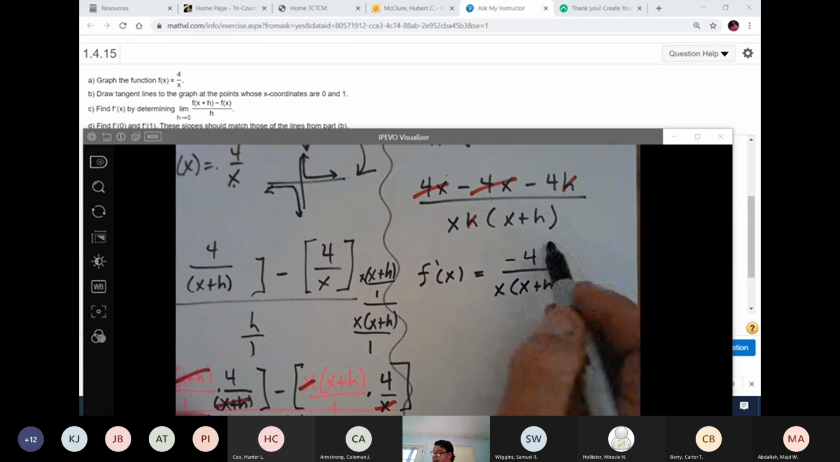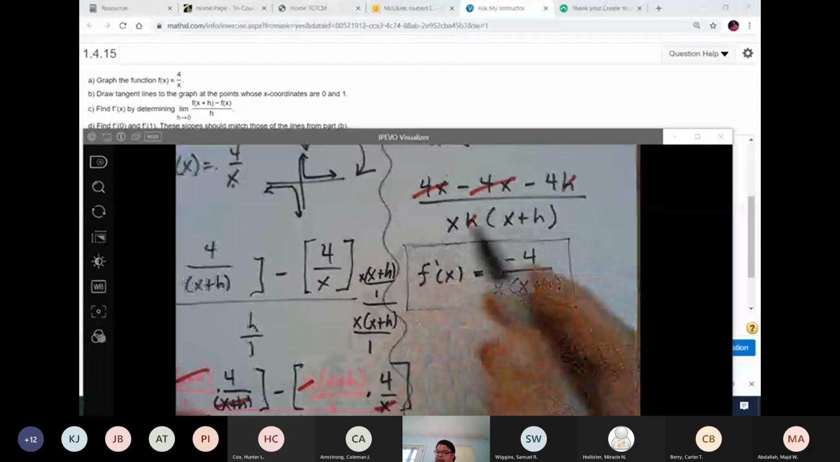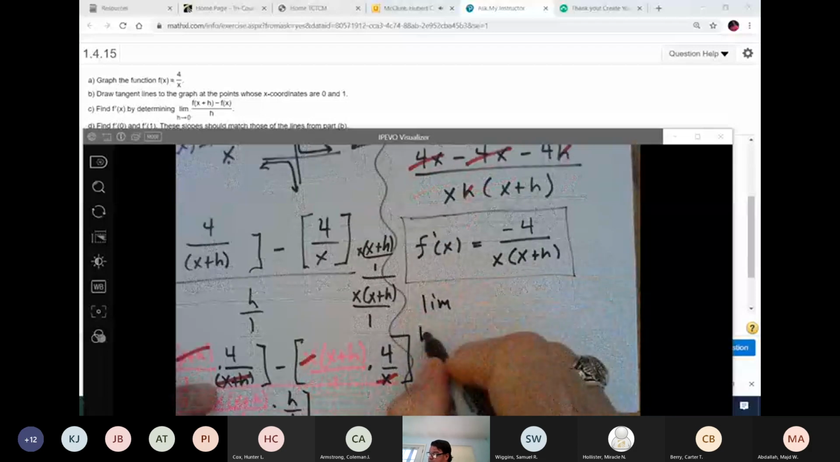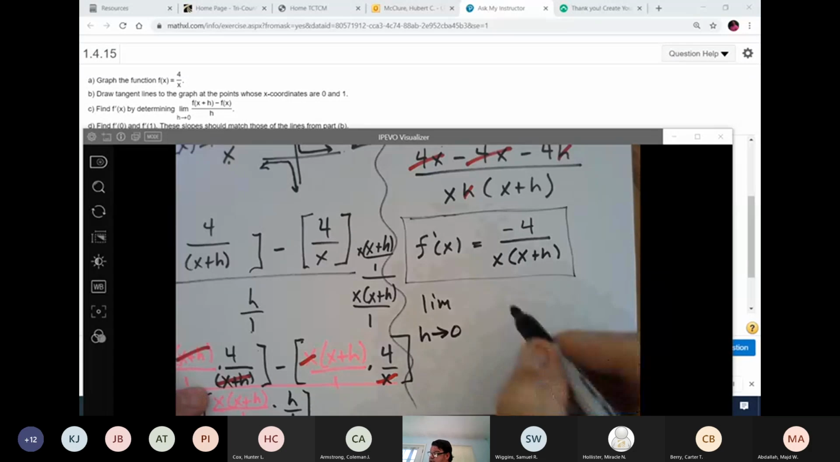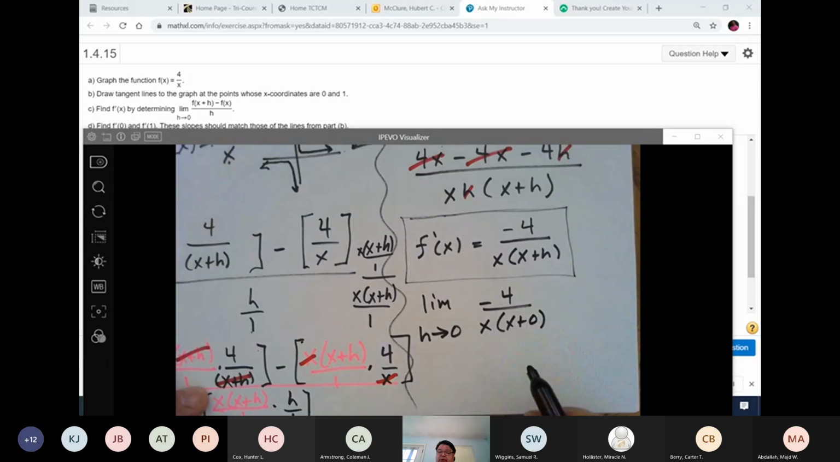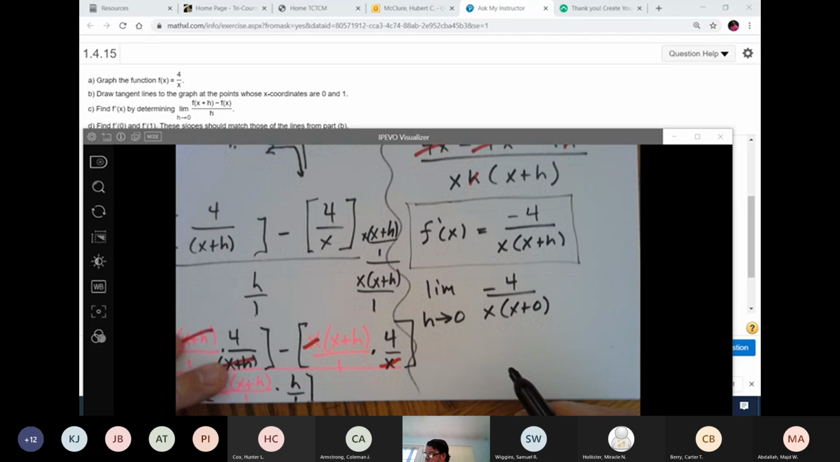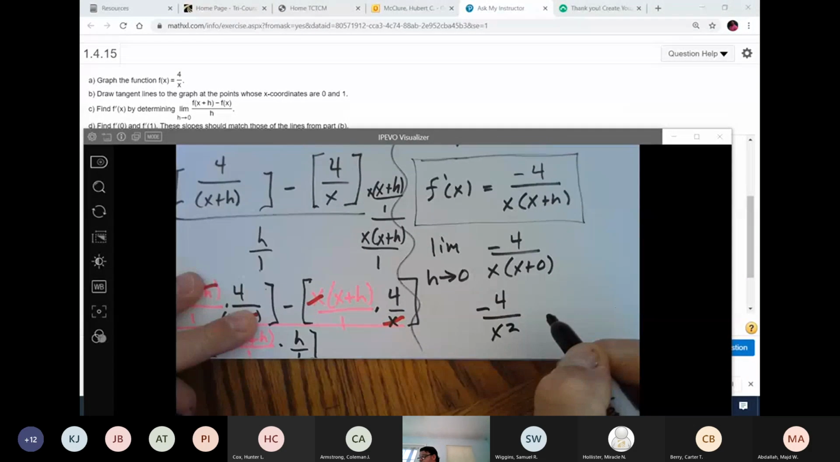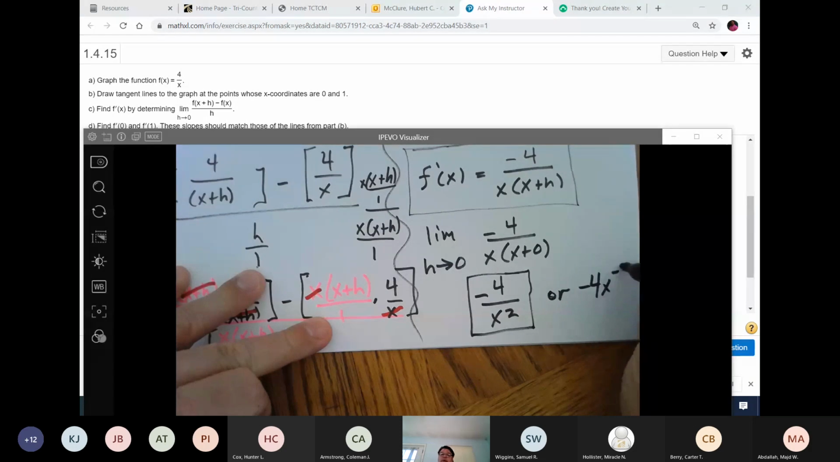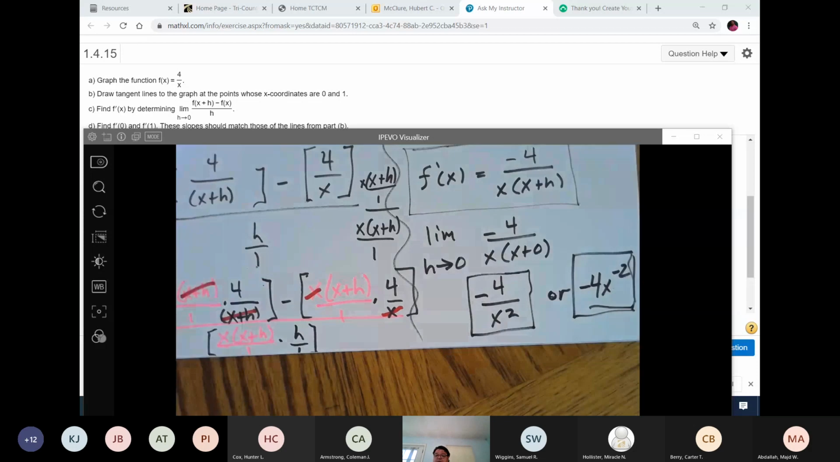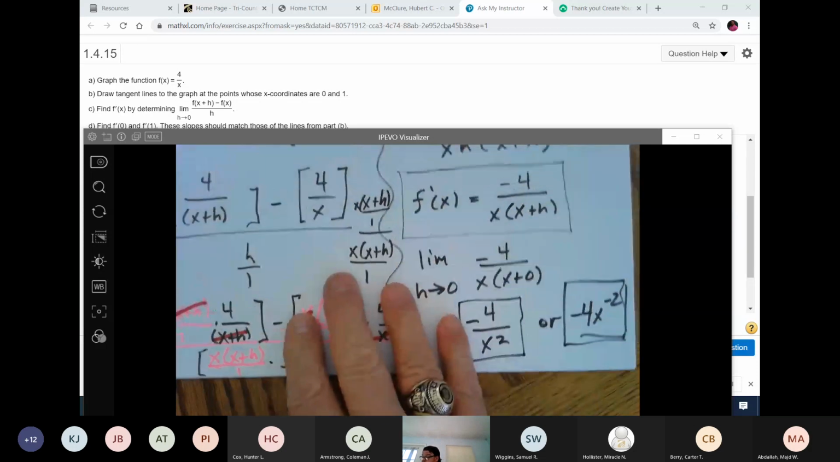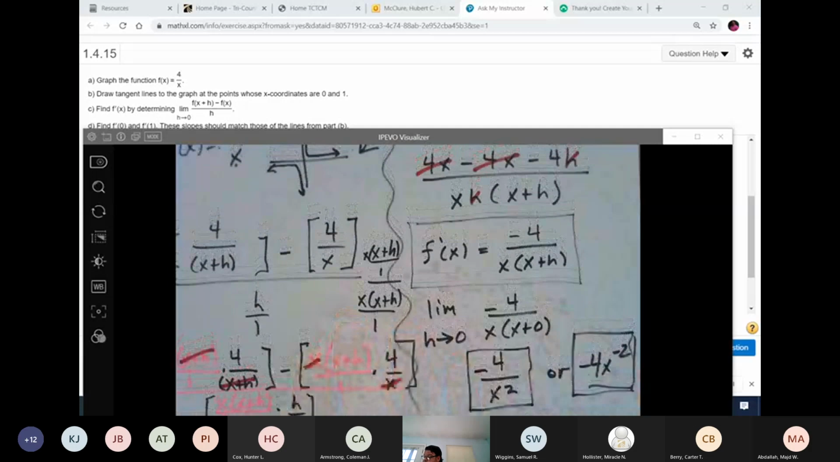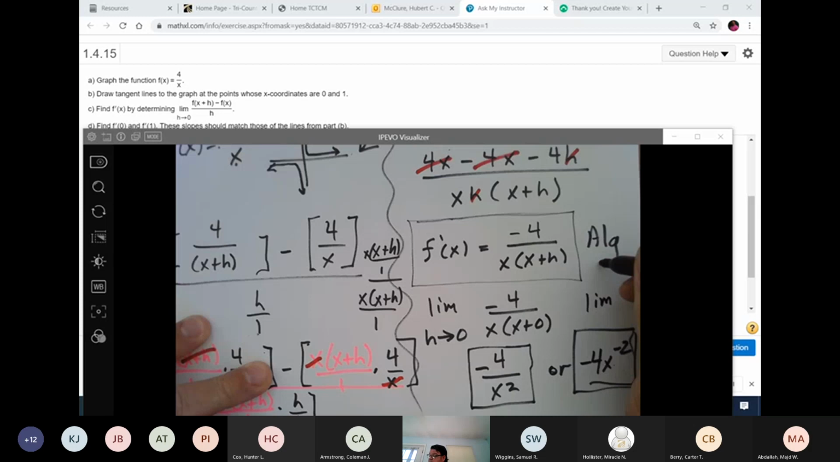Now, that's your f prime of x, but I'm going to apply the limit theory. I'm going to apply the limit as h approaches 0. And that's going to be negative 4 over x times x plus 0. And x plus 0 is what? X, Hubert. That's right, class. So, applying your limit theory to your algebra, here's your algebra question. Here's your limit theory. Adding those two together, you get that right there.